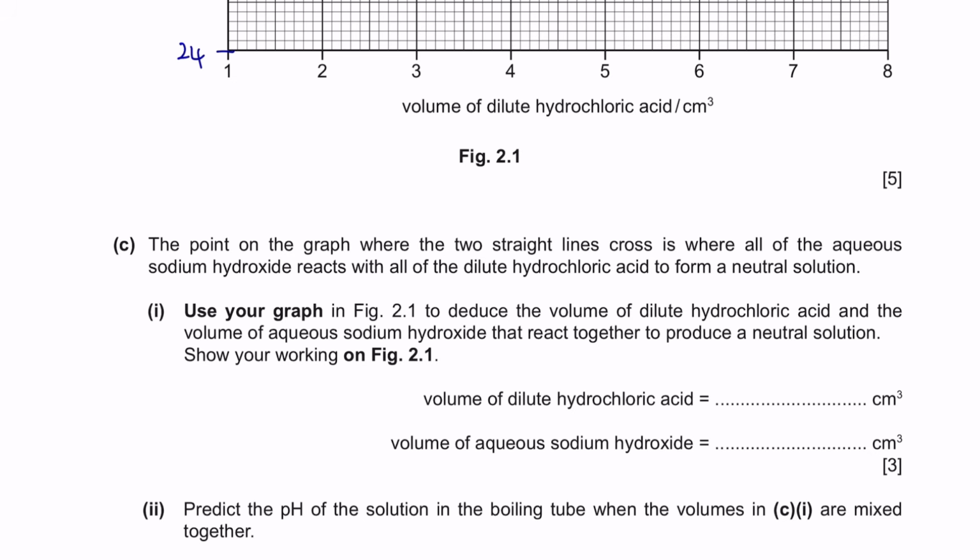Question C. The point on the graph where the 2 straight lines cross is where all the aqueous sodium hydroxide reacts with all of the dilute hydrochloric acid to form a neutral solution. Part 1. Use your graph in figure 2.1 to deduce the volume of HCl and the volume of aqueous sodium hydroxide that reacted together to produce a neutral solution. And then show your working on figure 2.1.